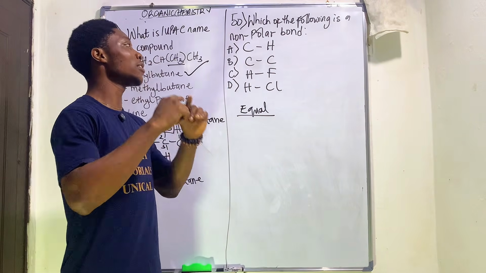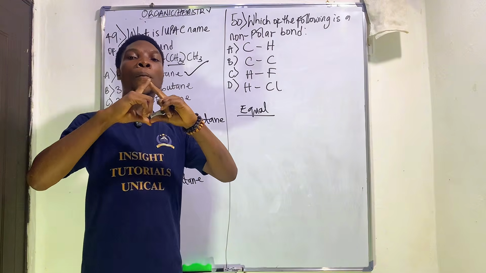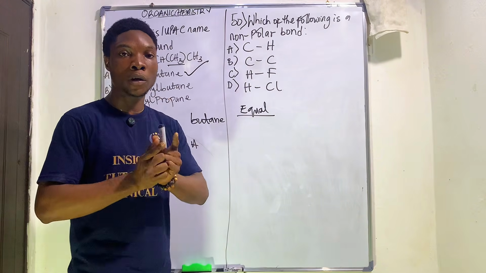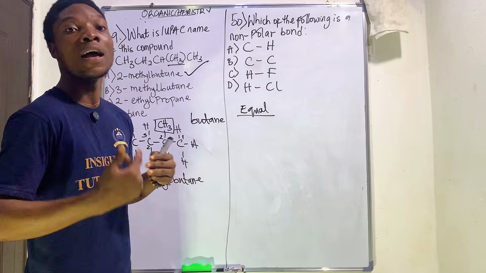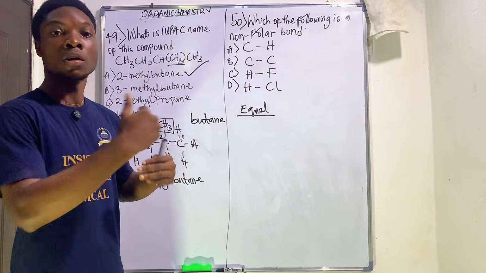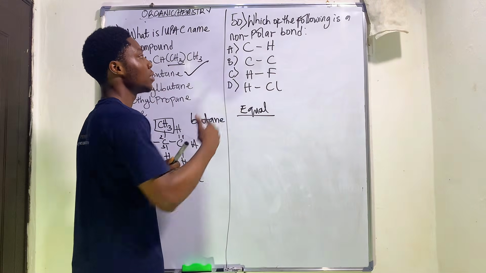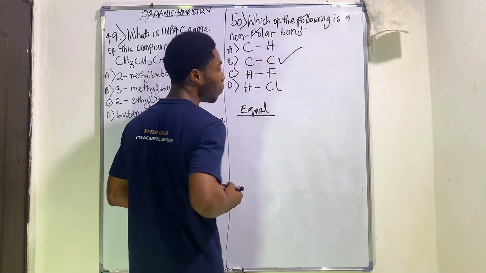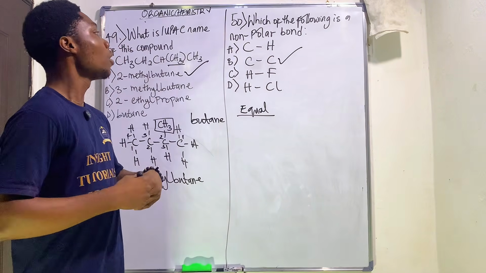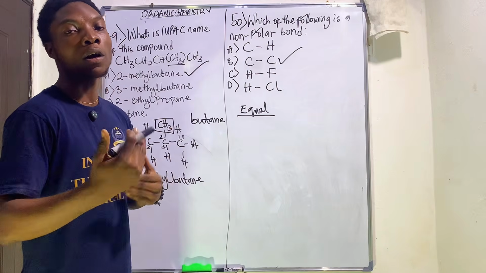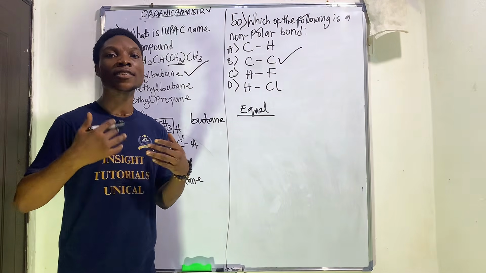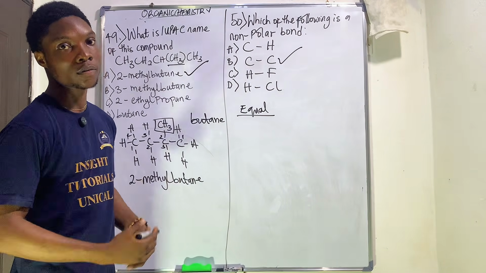You always know that when elements form bonds with themselves, it is a non-polar bond. Because if I'm forming a bond with myself, both of us will bring the same number of electrons to share. So the non-polar bond here is carbon to carbon. Like I said, when an element forms a bond with itself, it is a non-polar covalent bond, because both of them will share the same amount of electrons.